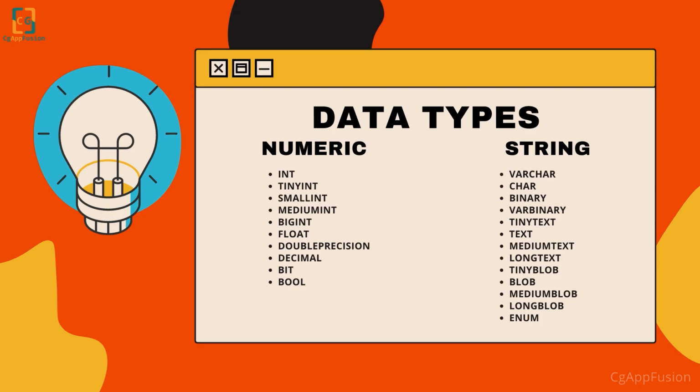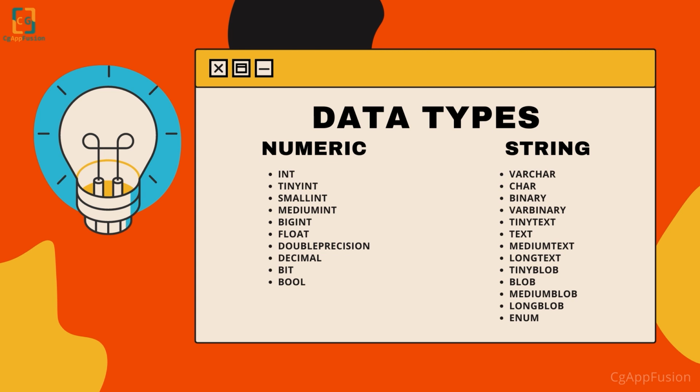So in the world of MySQL, we have a lot of different data types. For numeric, we have int, tiny int, small int, medium int, big int, float, double precision, decimal, bit, bool. And for string, we have varchar, char, binary, var binary, tiny text, text, medium text, long text, tiny blob, blob, medium blob, long blob, enum. So as you can see, we have a lot of different data types that we can use.